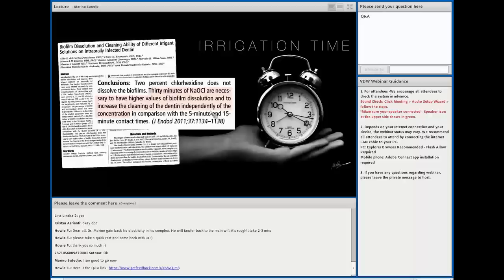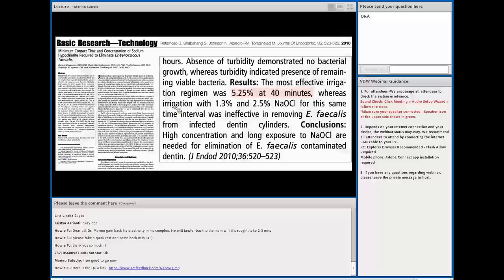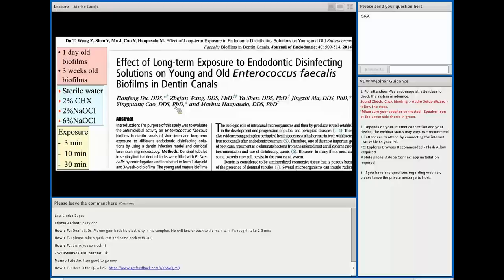But once again, do we really need to spend this long to achieve predictable cleaning protocols? Even this journal is not just suggesting 30 minutes, but 40 minutes. So what will we do with 40 minutes? It's not a short time. 40 minutes is a long time. So you just want to sit there for 40 minutes while the sodium hypochlorite works and digests, and your patient opens their mouth for 40 minutes for nothing.